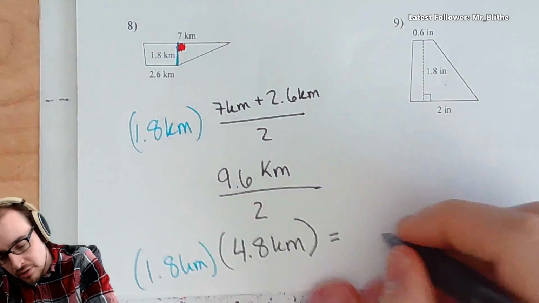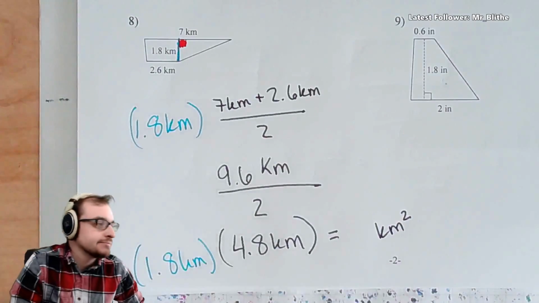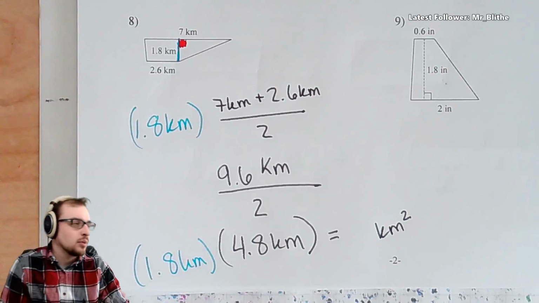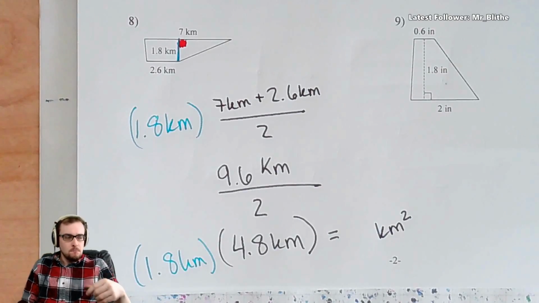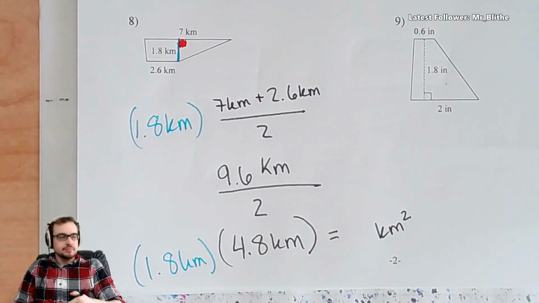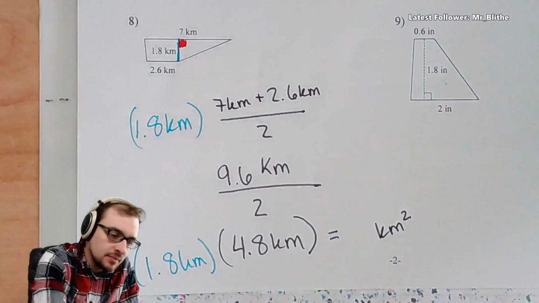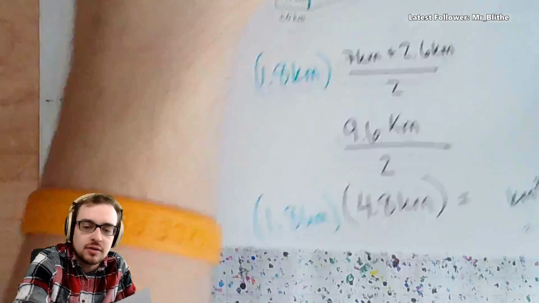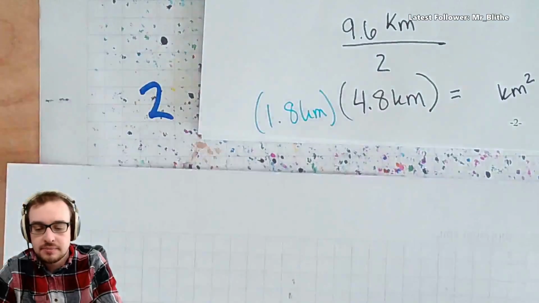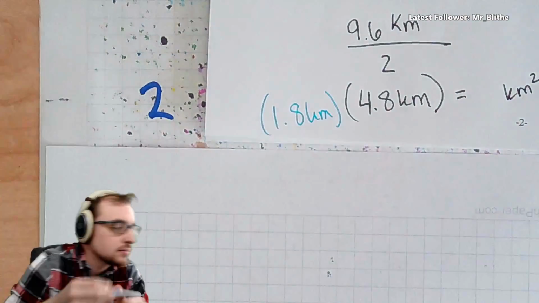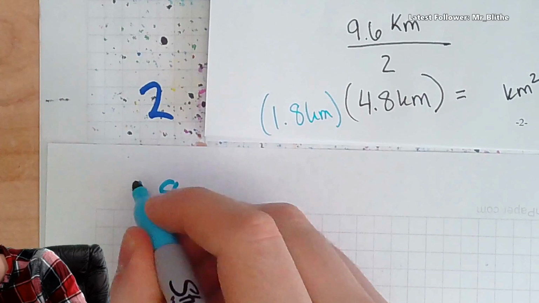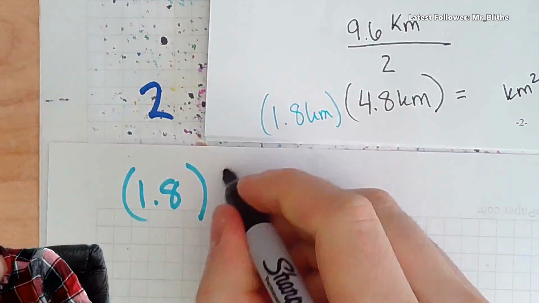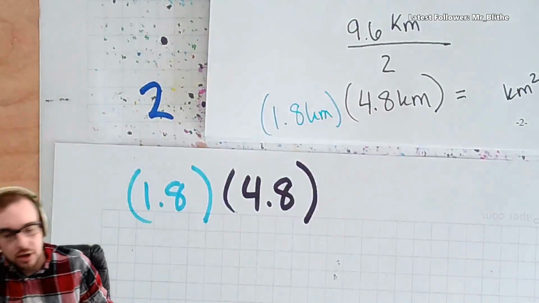Well, we know it's going to be kilometers squared, right? Kilometers times kilometers is kilometers squared. 1.8 times 4.8. How do you solve a problem like Maria? How would you go about doing that? Lots of ways to do it. I'm actually going to grab a separate sheet of paper. How do you solve a problem like Maria? This guy right here. How would you solve it?